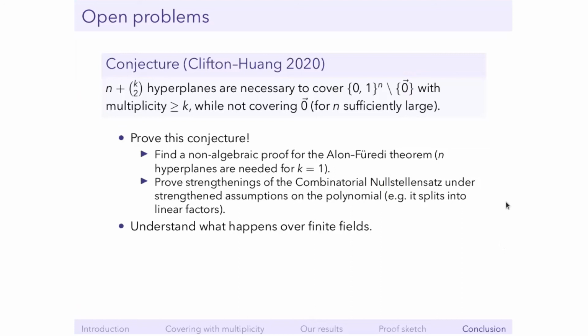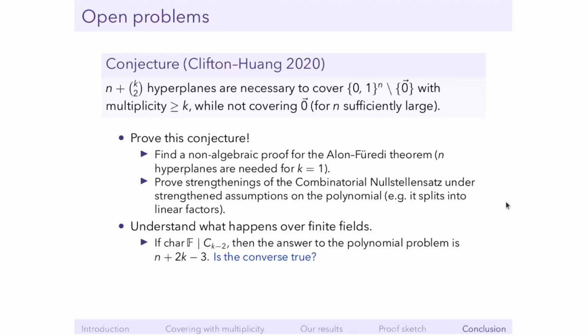And then the other open question, just related to what I said on the last slide, is to understand what's going on over finite fields better. We have some partial results, and this Das Mesros paper has some other results over F2, but there's definitely a lot of interesting questions remaining over finite fields.